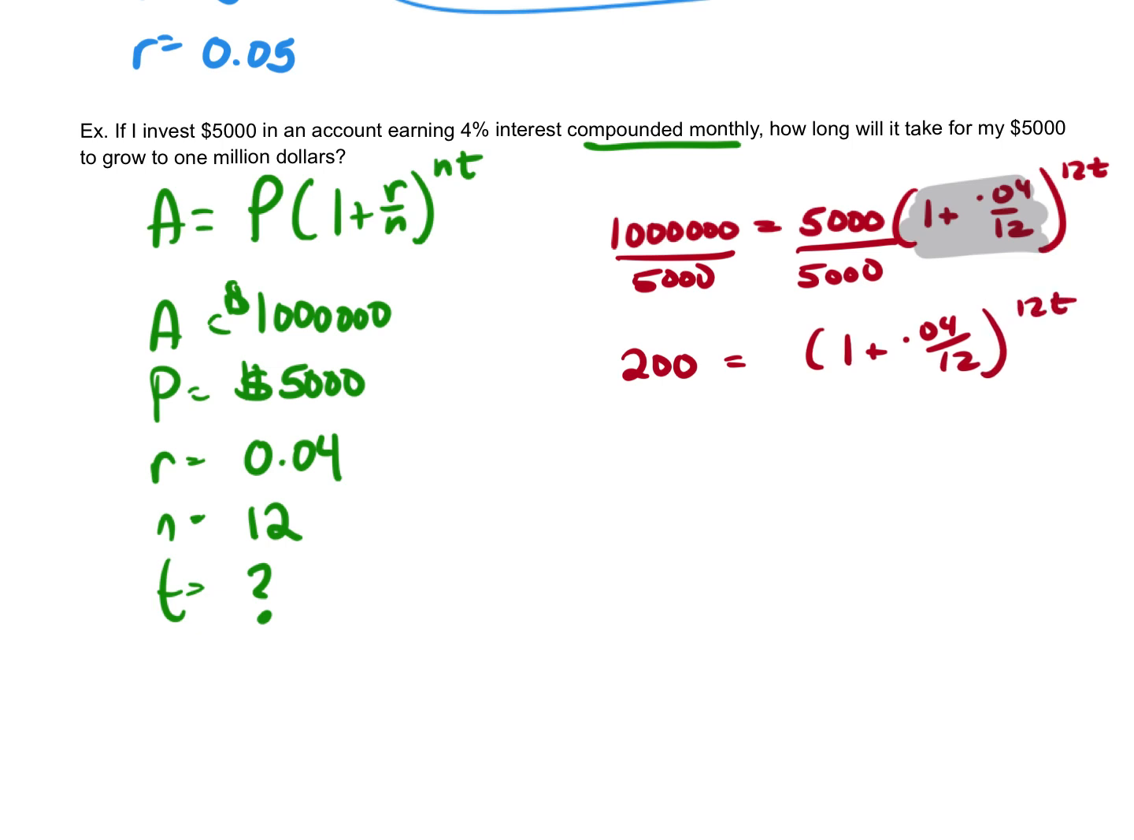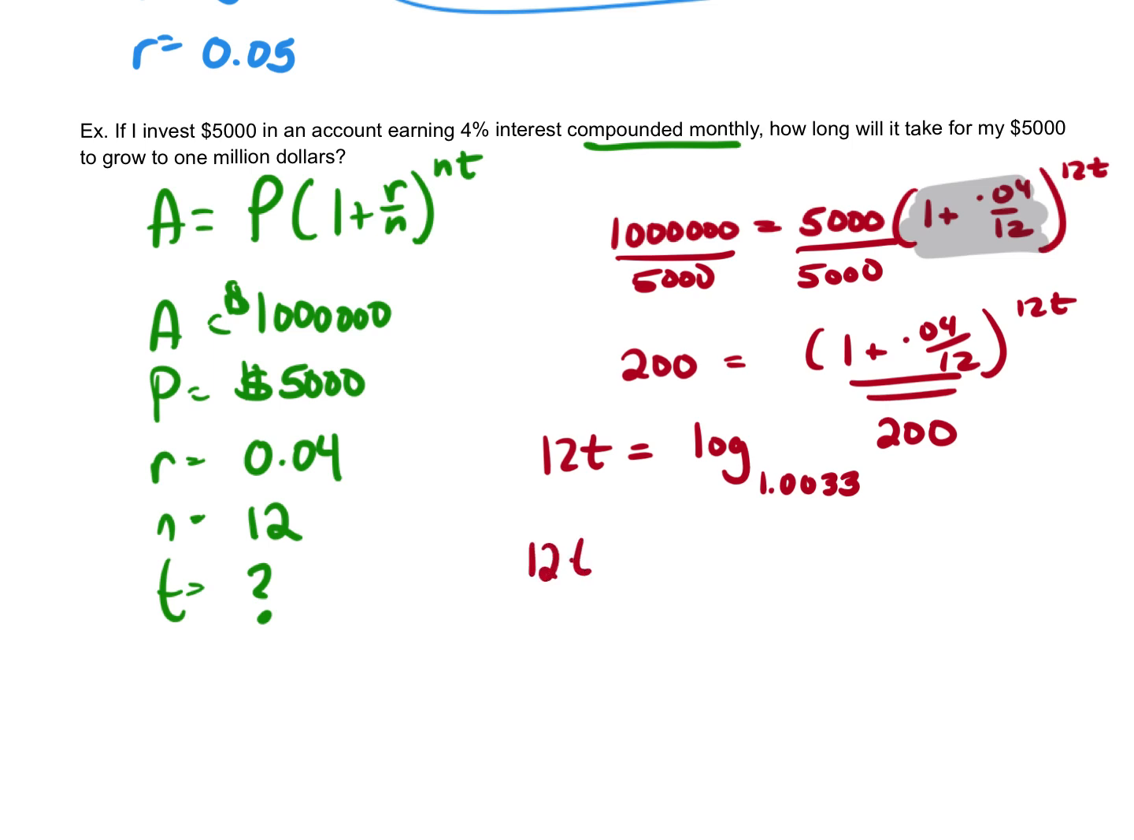So now it's base to a power equals a number. I can change it to log. So my exponent is 12t equals log. Now my base is this whole nightmarish number. If you want, you can just figure out what 1 plus 0.04 divided by 12 is. And that base is 1.0033. That's what this number turns out to be. And then it would just be 200.